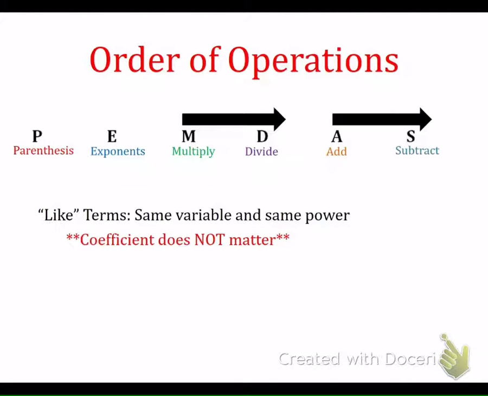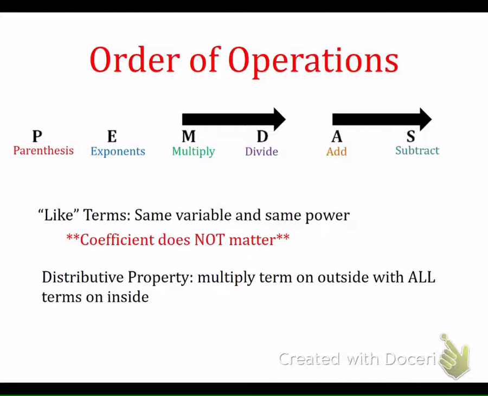Do you guys remember what coefficients are? If the letters are the variables, what are the coefficients? The number, yeah. The number before the variable, that's the coefficient. So the coefficient doesn't matter. Like a 2x and a 3x, you can add those, even though the 2 and the 3 are different, as long as the x's are the same.